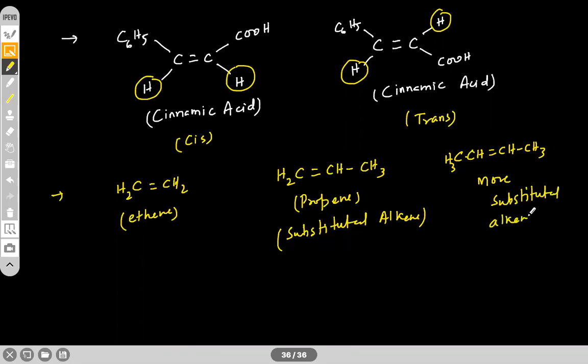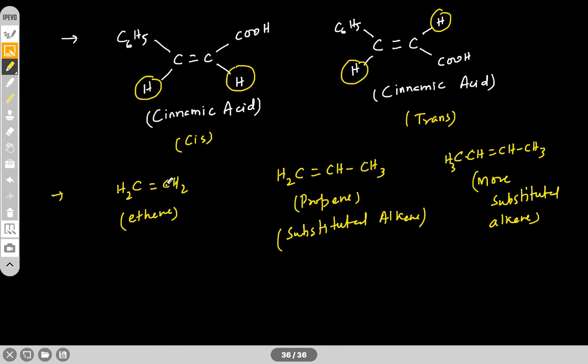More substituted alkene. Correct? So this is what this is, more substituted alkene. This alkene, and this alkene. These are obviously not geometrical isomers. Right. These two are not geometrical isomers. In this, geometrical isomers are not possible. These three are also not isomers of each other because the formula is not the same.